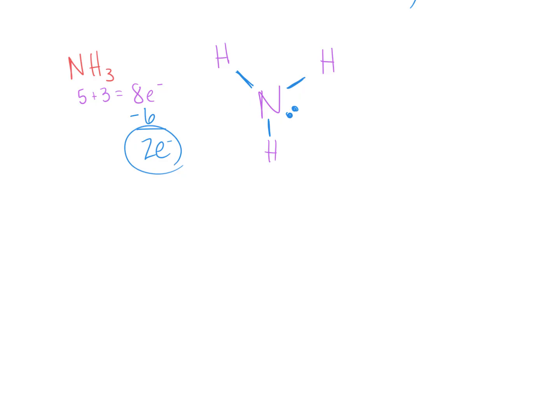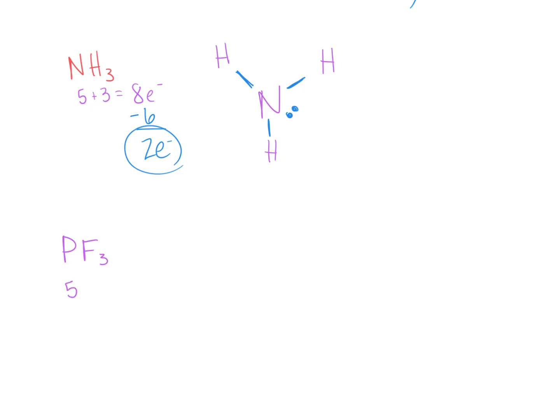All right, let's try PF3. Can we name it? Phosphorus trifluoride. Because it is a covalent compound, we want to make sure we include that prefix. Phosphorus trifluoride. All right, so phosphorus gives us how many?